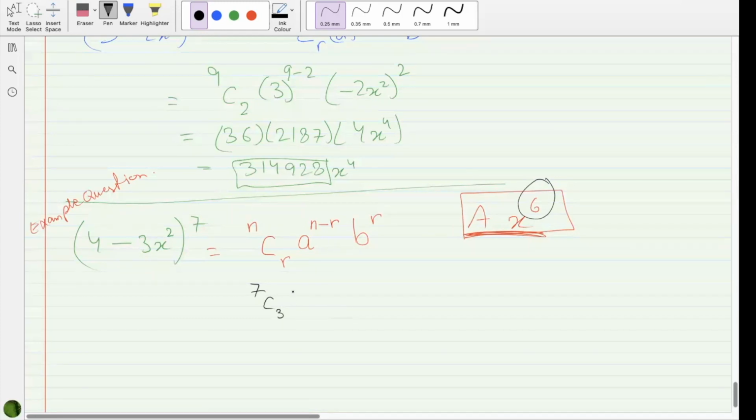So 7C3, A is 4, 7 minus 3, B is minus 3x square. So when this r is 3 only, then we'll get x raised to power 6.